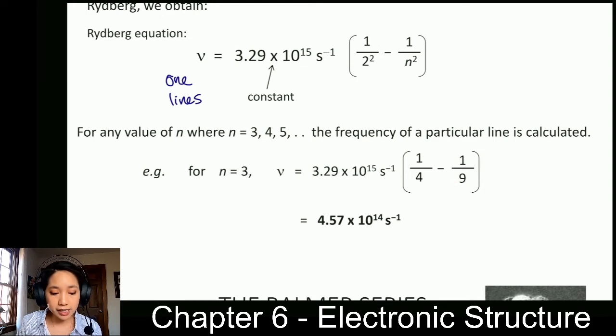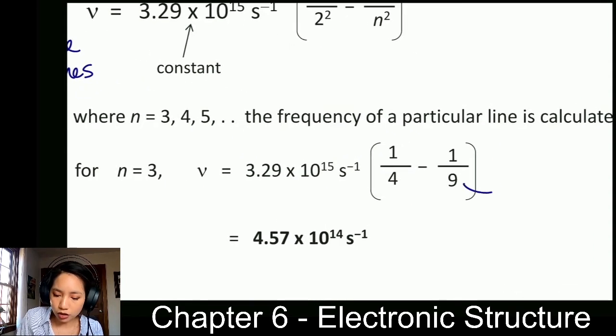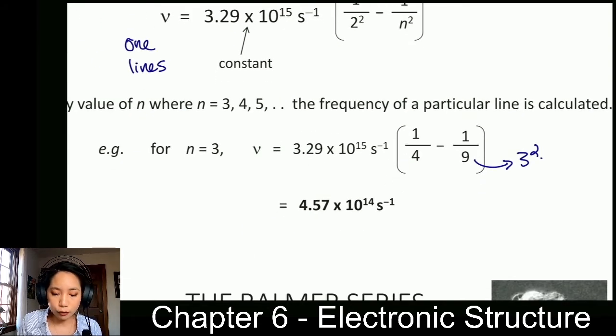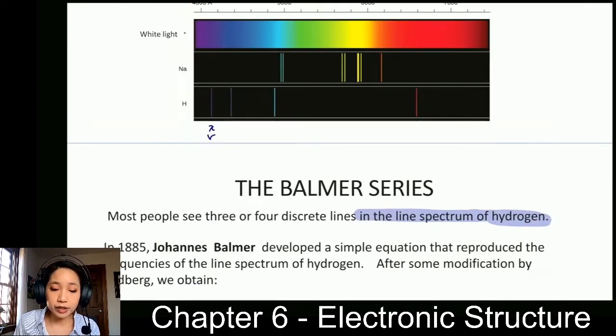So in this example, let's say n equals 3. So if we put frequency equals that constant times 1 over 2 squared, which is 4, minus 1 over 9, which is just equal to 3 squared, you get that the frequency is 4.57 times 10 to the 14th inverse seconds, or hertz. So that is one frequency, and that frequency corresponds to one of the lines on the spectrum.